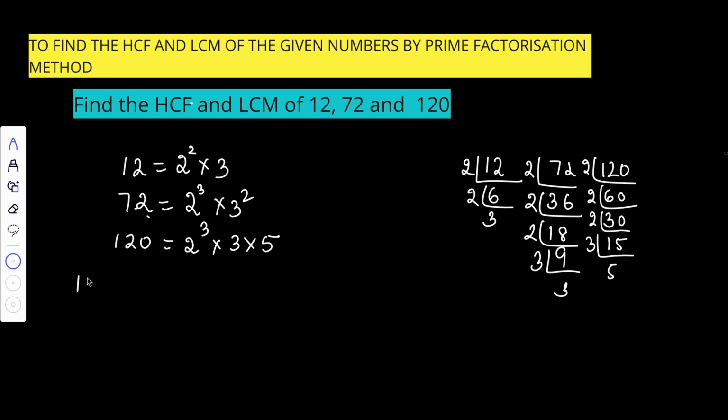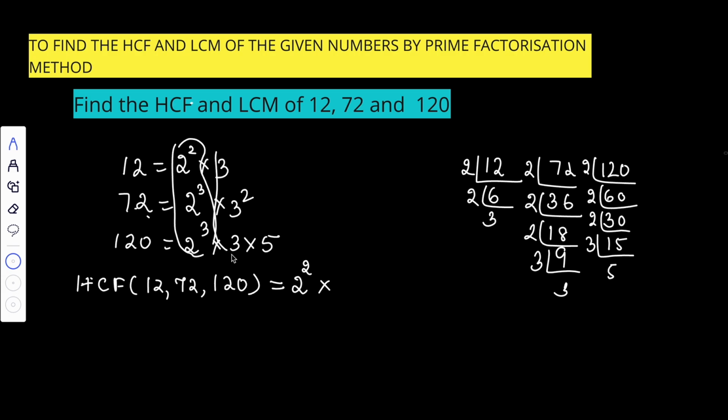Now, what is the HCF of 12, 72, 120? We have to find the common factor here, that is 2. Out of that, which one is having the lowest power? That is 2 square. Same thing here, 3 is there in all the 3. So lowest power is 3. Okay, so we are getting 4 3s are 12. That is the HCF of all these 3 numbers.